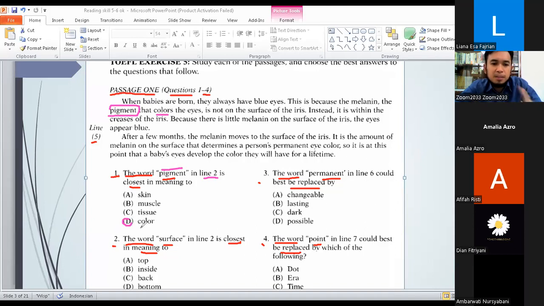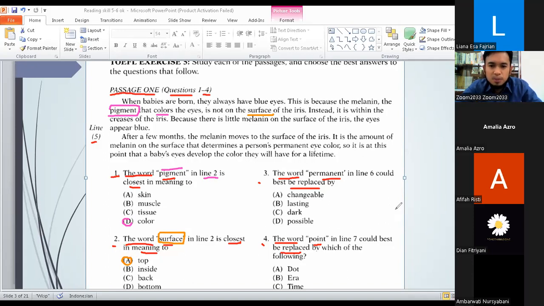So what about number two? The word surface in line 2 is closest in meaning to, still in line 2, surface. Can anyone answer the question? Surface. The closest meaning is just like a synonym or a similar meaning. Surface is just like something on the top. So of course the answer is alpha.